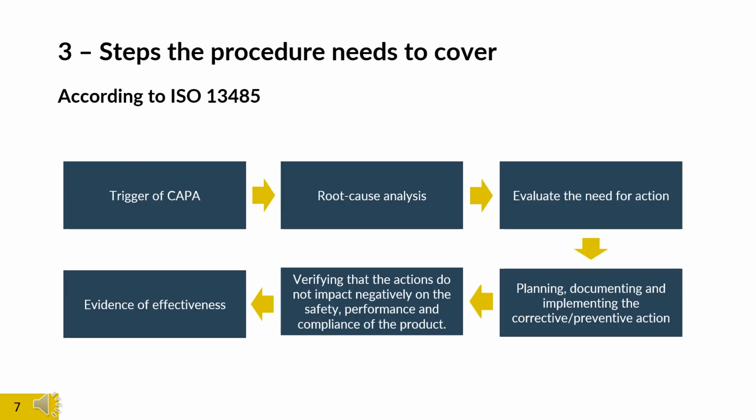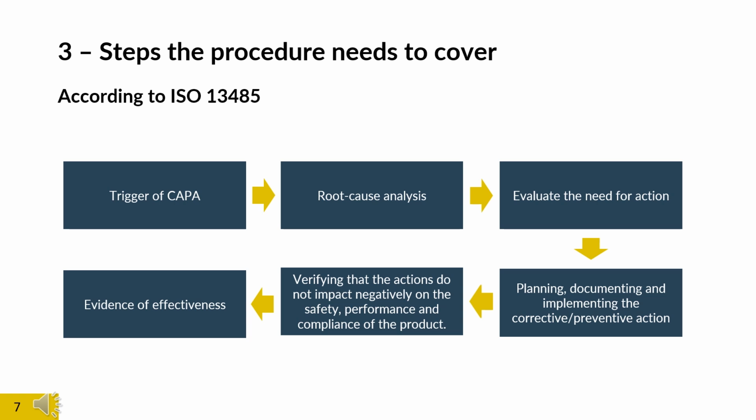Point 3, steps the procedure needs to cover. So there are 6 requirements according to the ISO norm that the procedure needs to document. The first one is reviewing nonconformities, including complaints, to find if there is a CAPA. And then the next step is to do a root cause analysis to determine what caused that nonconformity or potential nonconformity. Then you need to evaluate the need for action. And that action needs to prevent and ensure that the nonconformity does not occur again.